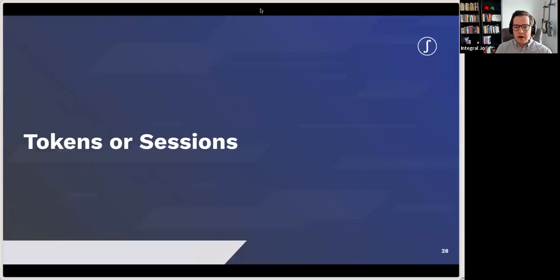Well, that depends on an architectural decision that you can make. You need to decide if your application is going to use tokens or sessions. We're going to talk about how both of these work today. First, we're going to talk about sessions.